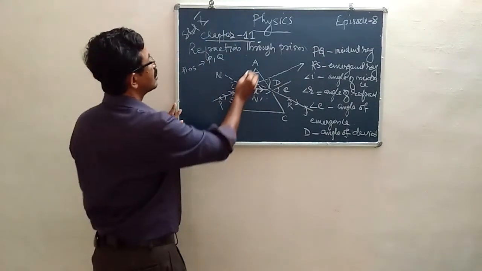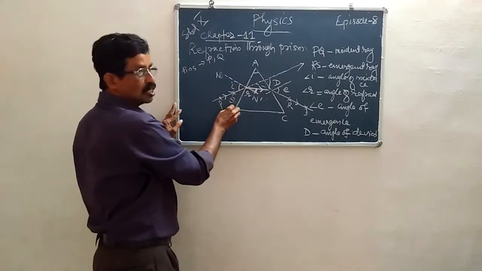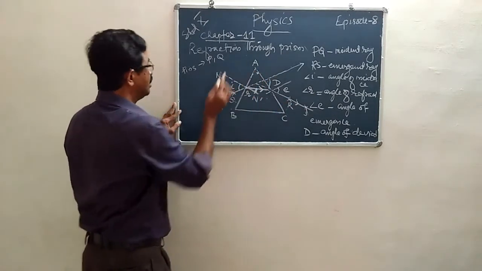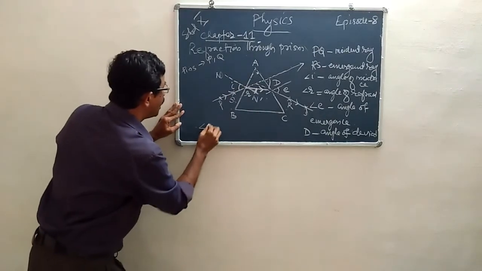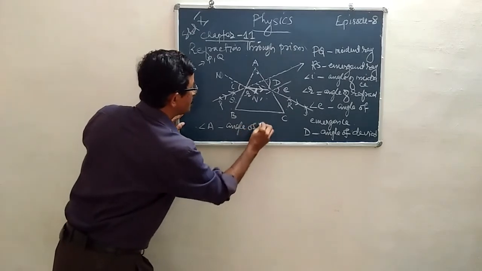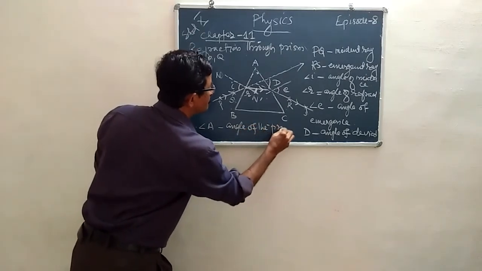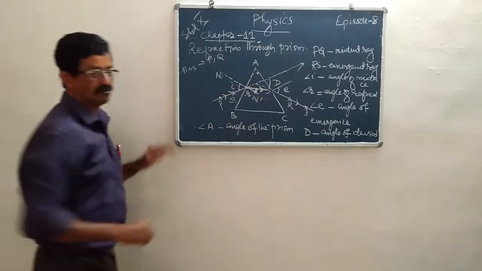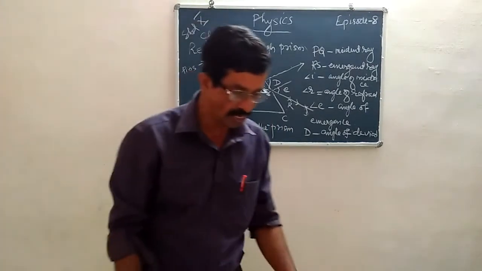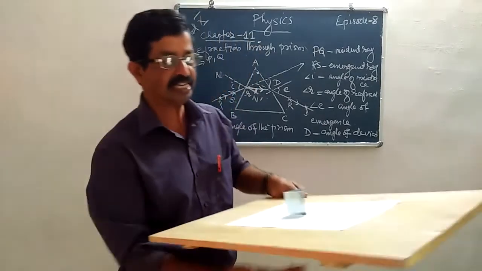Then this is one surface of the prism. This is another surface, and in between there is one angle. That angle A is the angle of the prism. Angle of the prism. Now this is the refraction through the prism. After drawing, we get this one.